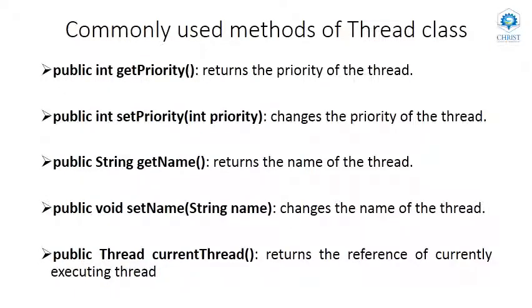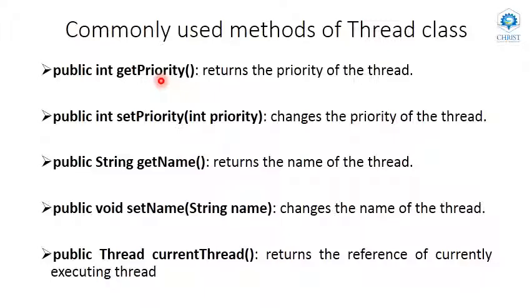Some more methods inside class Thread. Here getPriority, as is clear from the method name itself, is used for getting the priority of a thread. Usually when we create a thread it gets a default priority of 5. We can change that priority by using this method setPriority. So getPriority and setPriority are used for getting and setting the priority of threads.